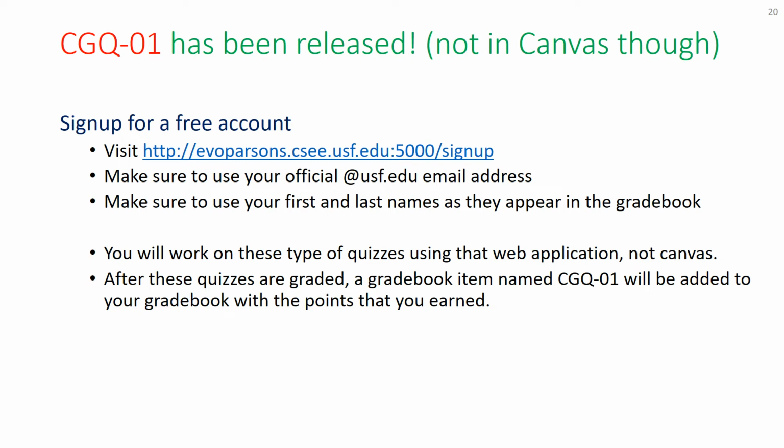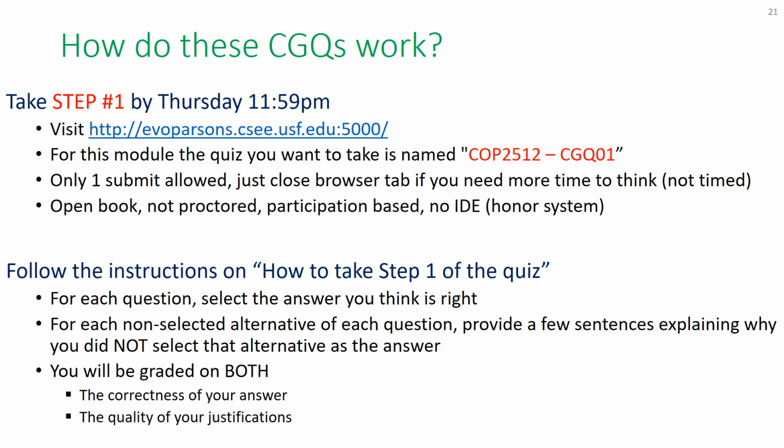in your gradebook. So if you look at your gradebook, you have two new items that I added this weekend. One is called CGQ01 Step 1, and the other is called CGQ01, you guessed it, Step 2, okay? So these are where your grades are going to appear. These links are also in the module section. You don't even have to click on them. They don't do anything. They are just there. They are placeholders so that your grades are in Canvas, even though you are taking the quiz on another application.